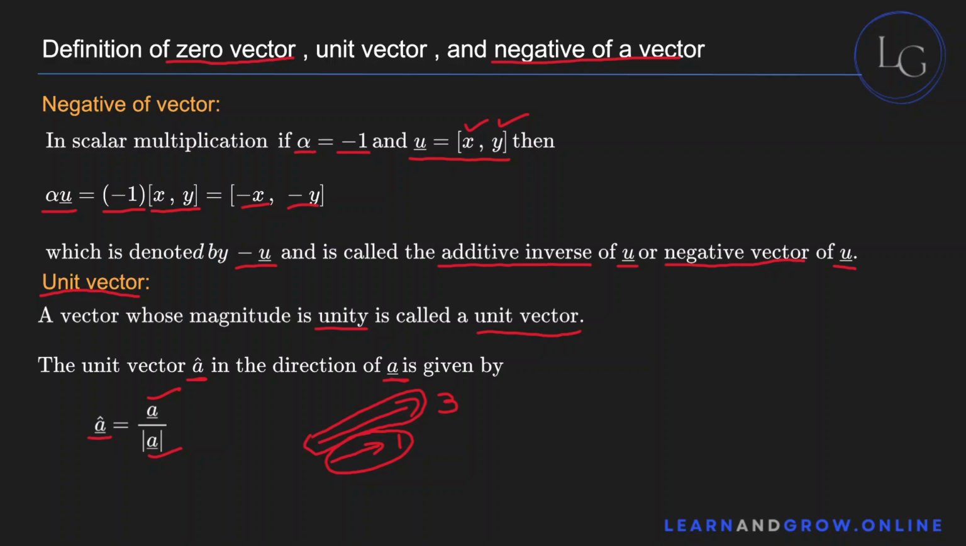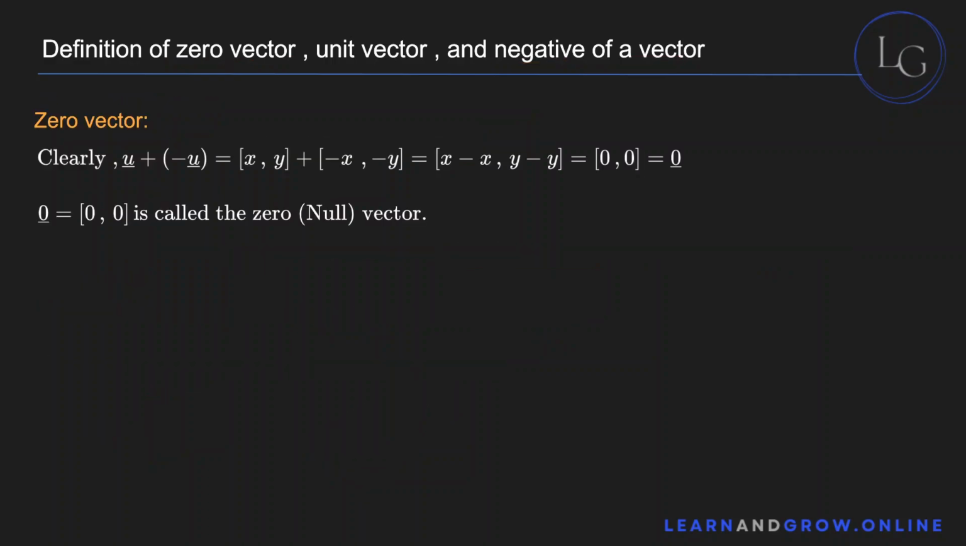Now, let's see what a zero vector is. And it's very self-explanatory. A zero vector is basically this vector over here. It's called a zero or a null vector. It has nothing in it. (0, 0). And if you have a 3-dimensional vector, it will be (0, 0, 0), right?